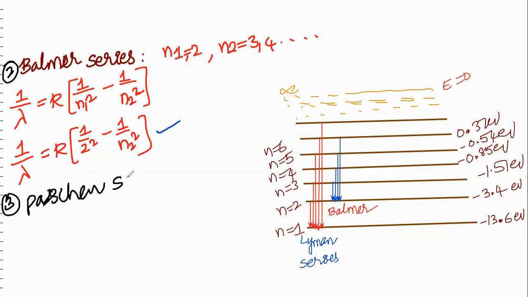Paschen series. This Balmer series is in the visible region.